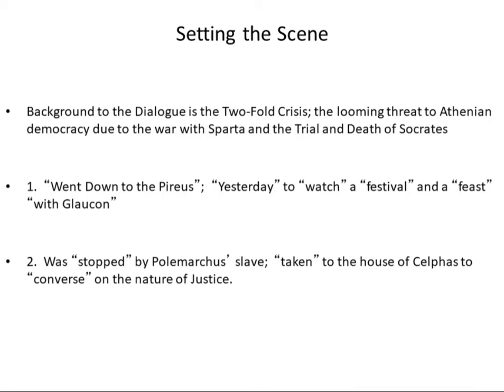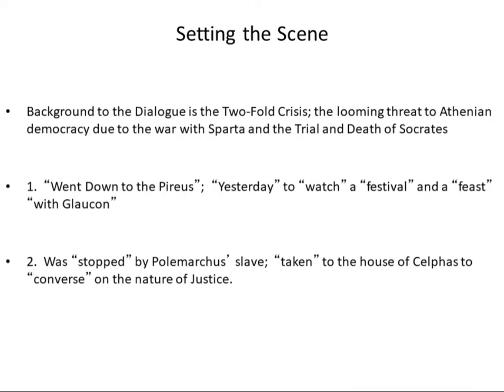The second aspect of the so-called twofold crisis is Socrates' looming execution at the hands of the Athenian democratic government. After democracy was restored in Athens, Socrates was condemned to death by a jury of his peers a mere 5 years later for corrupting the youth with his teachings.